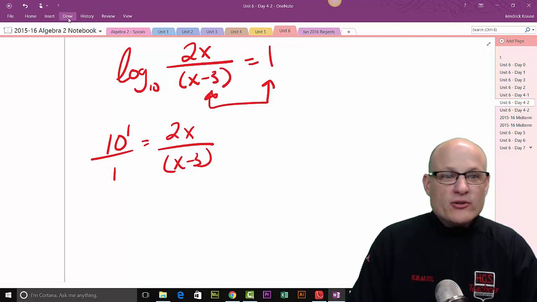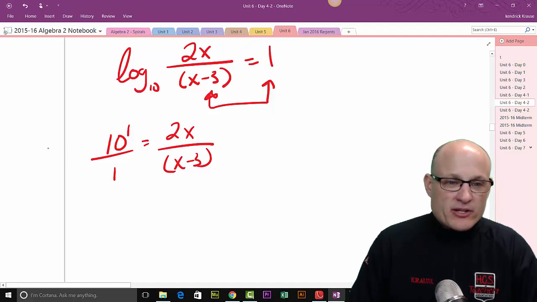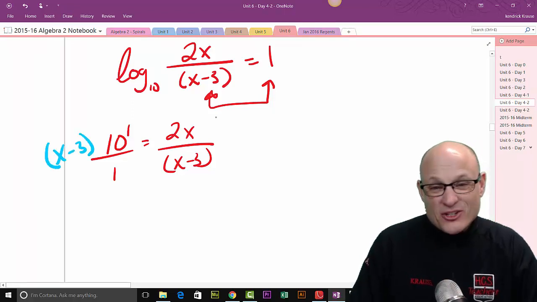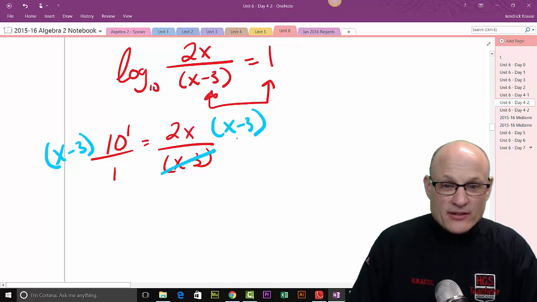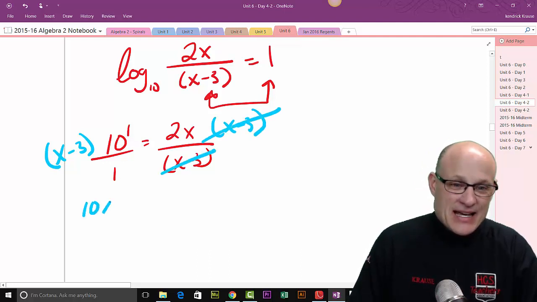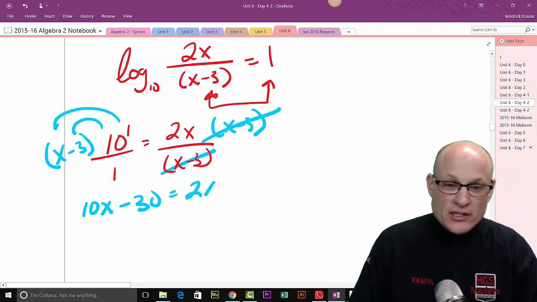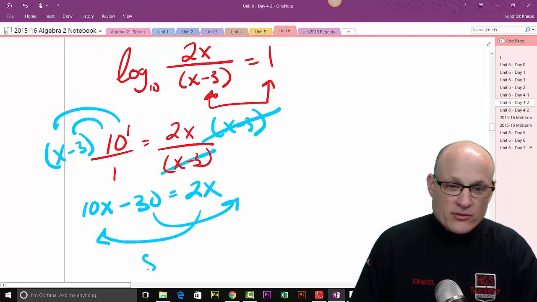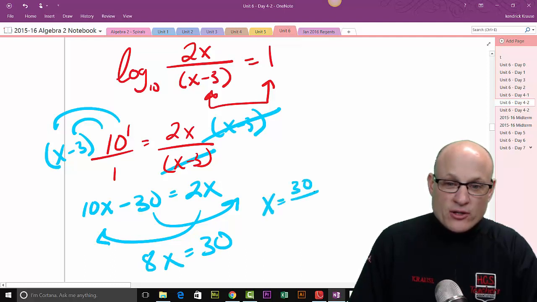This is over 1. So what I'm going to do is grab my fancy dancy blue pen, because I like that, and I'm going to multiply both sides by the GCF, otherwise known as, just going to cross multiply. But these cancel. And I get 10x minus 30 equals 2x. So let me bring that 30 over there, and let me bring that 2x back. So that gives me 8x equals 30, or x is equal to 30 over 8, which is really 15 over 4.